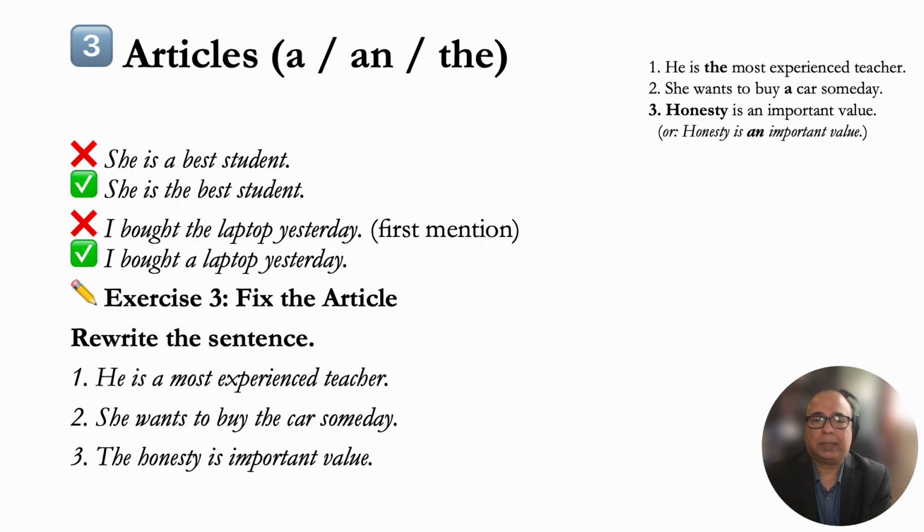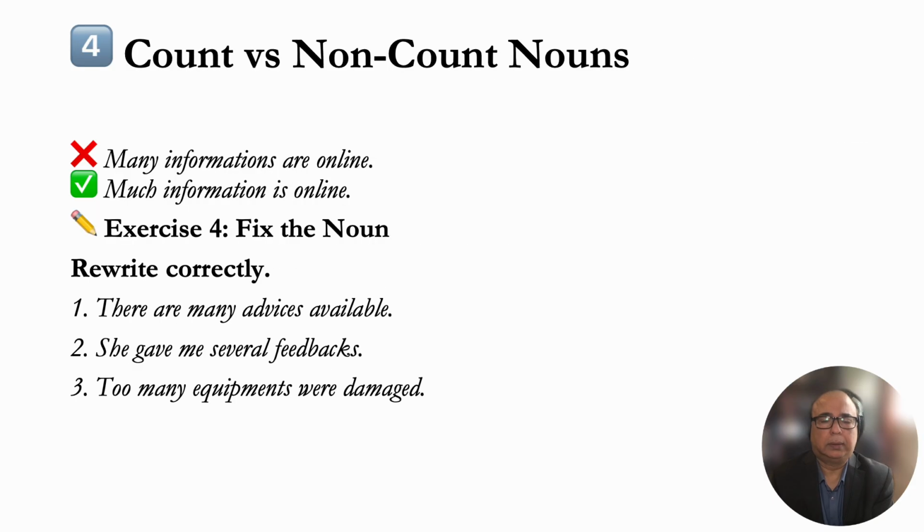Honesty is an important value, not the honesty, because you can't count honesty. You can't say 3 honesties, right? Honesty is an important value. So far, so good? We're doing well?